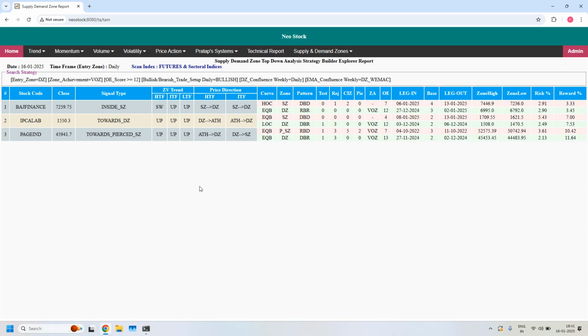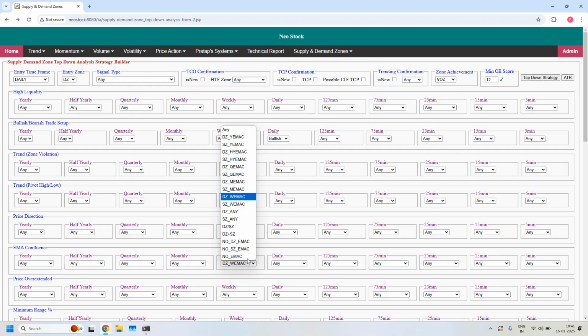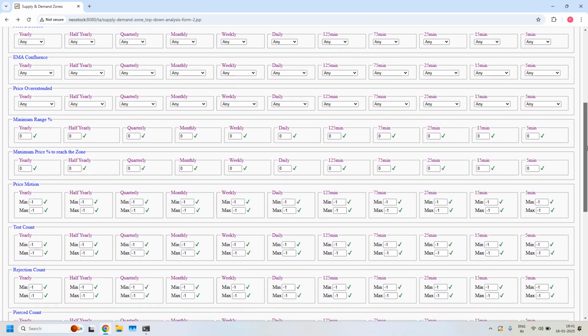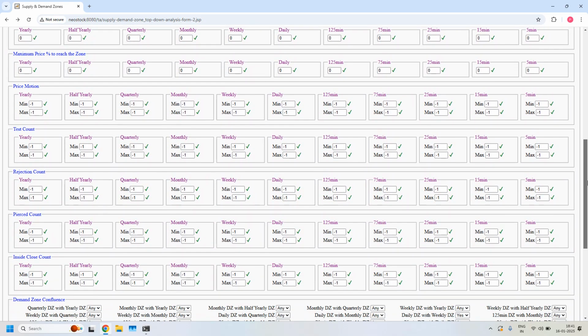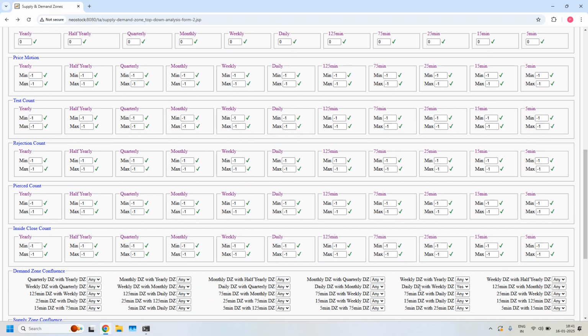Next, let us look for LTF, ITF and HTF demand zone confluence. Removing the EMA filter because it is ITF specific. Now we are focusing on HTF. So for LTF, ITF, HTF demand zone confluence, we should set 3 filters. First filter is already enabled. Second filter, daily demand zone with monthly demand zone confluence. Third filter, weekly demand zone with monthly demand zone confluence.